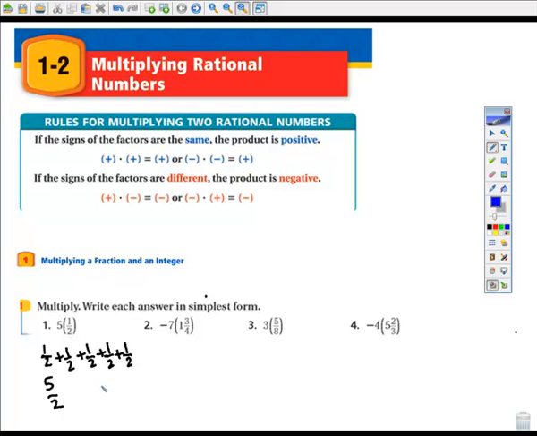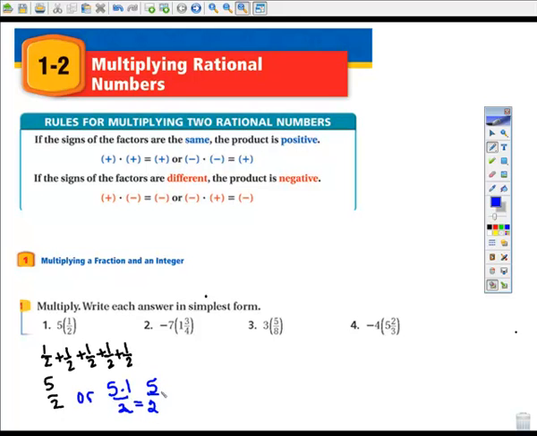So we'll do this in blue. We'll just say 5 times 1 over 2. 5 times 1 is 5, and then we just have the 2. Now it says write these in simplest form, so when we write this in simplest form, we need to change this back to a mixed number.